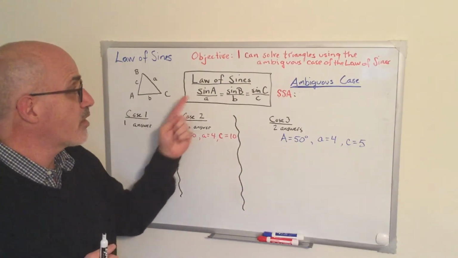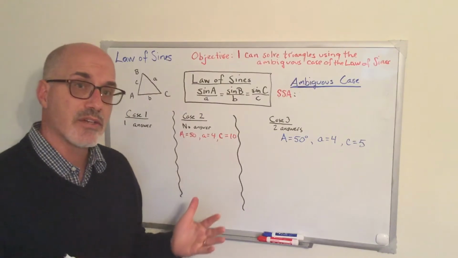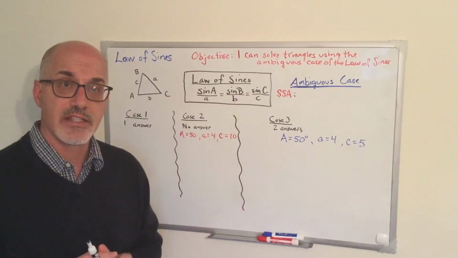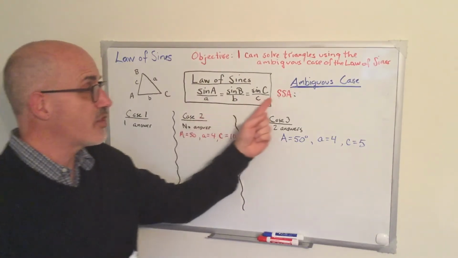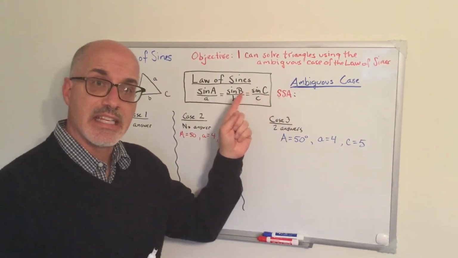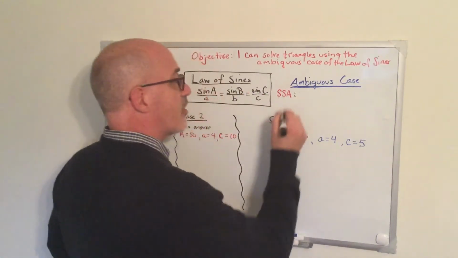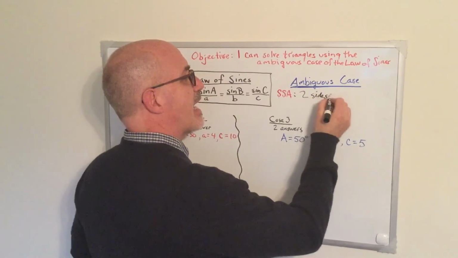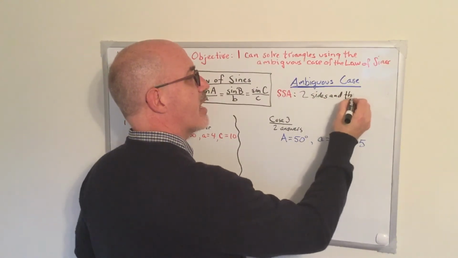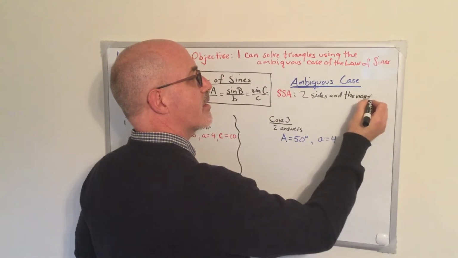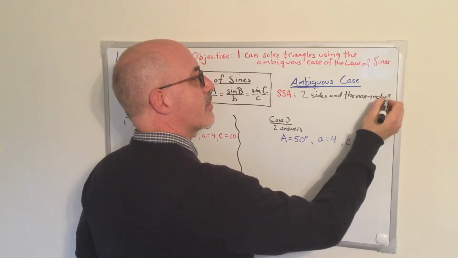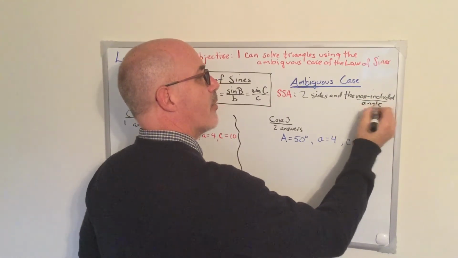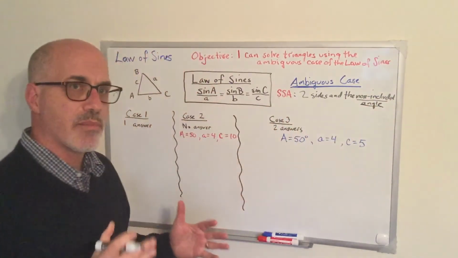So when you're doing the law of sines, if you're given two angles and one of the sides opposite, you can solve using the law of sines and there's no problem. But if you're given two sides and the non-included angle, that's called the ambiguous case. So two sides of a triangle are given and the non-included angle. Now, what we'll do is we'll explore the different possibilities on this.